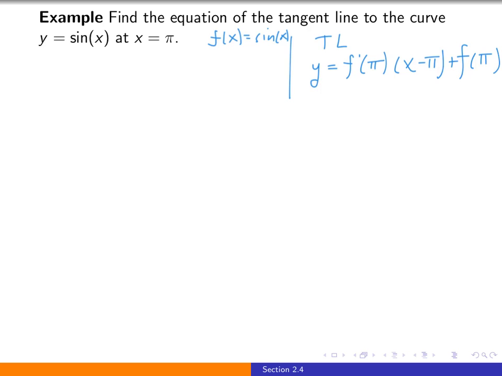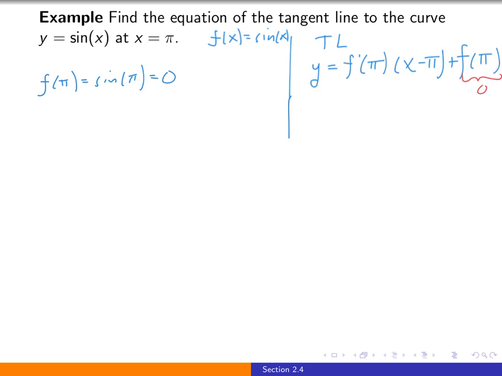So we need to calculate a few quantities here. We need to know the slope of the tangent line, and we need to know the value of the function f at that point pi. So f of pi equals sine of pi, which is equal to 0. So the f of pi term is going to be a 0.